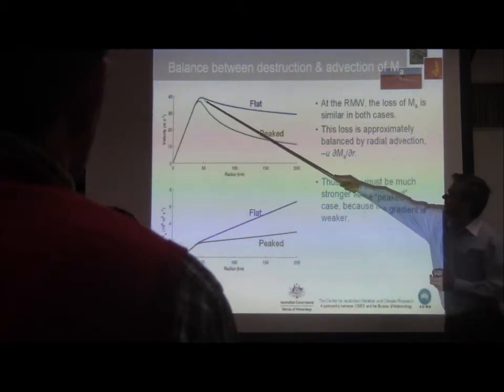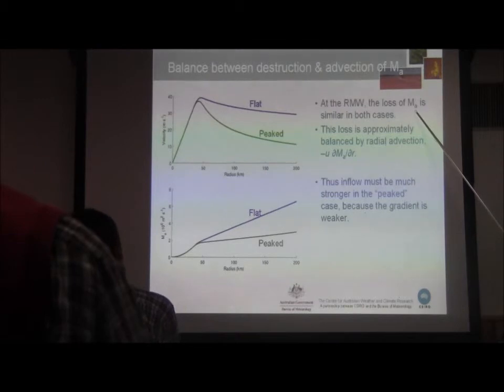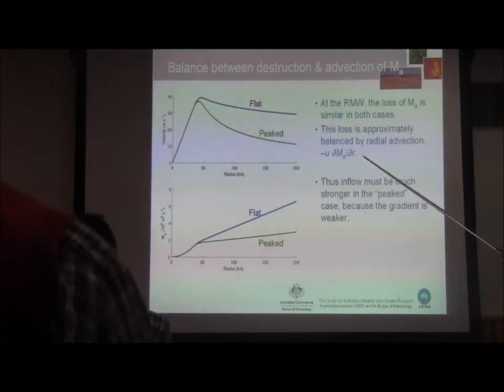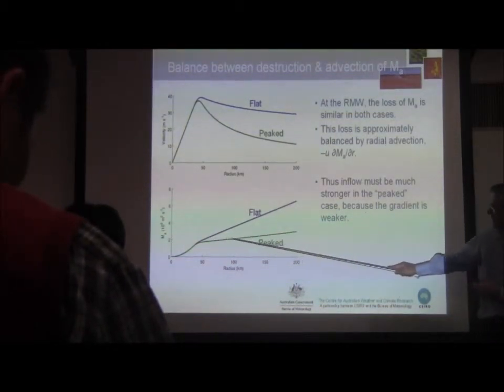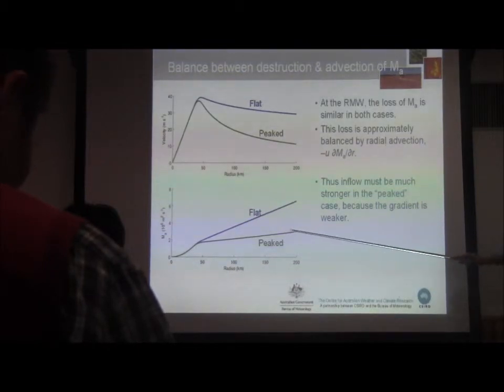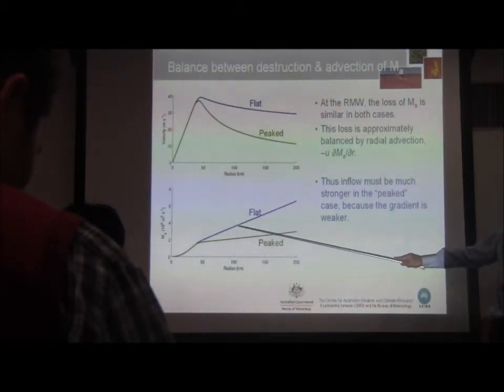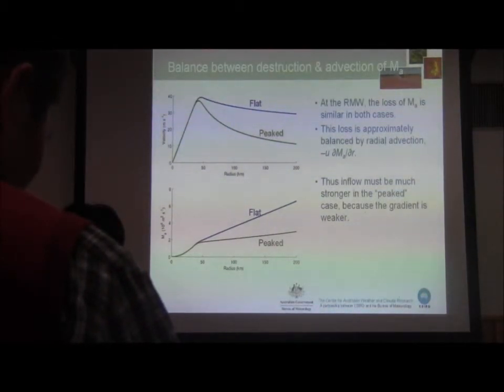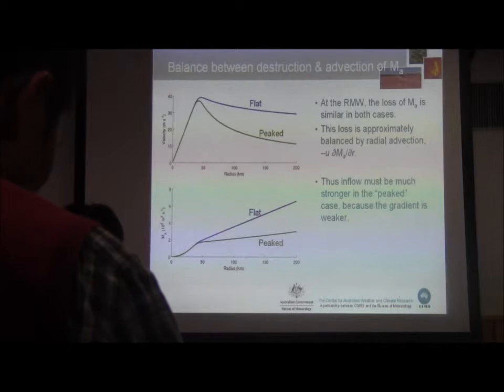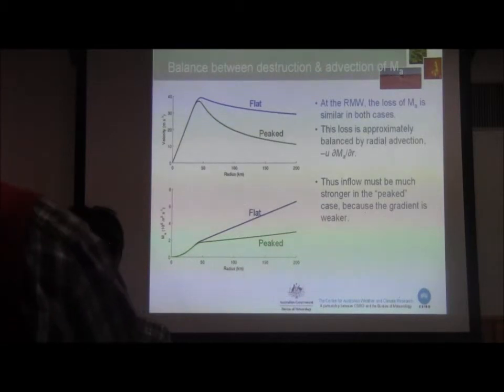At the radius of maximum winds, the wind speed is the same, so the loss of angular momentum is similar in both cases, which has to be balanced by U, D, and UR. But here, we've got large D and DR, small d and dr, so we get large U in the peaked storm, small U in the flat storm. So if you think of a storm that has undergone rapid intensification, they often become a very peaked profile. They get a very strong eyewall updraft. So there's perhaps almost a positive feedback here, I don't really know, between boundary layer convergence and the storm structure.